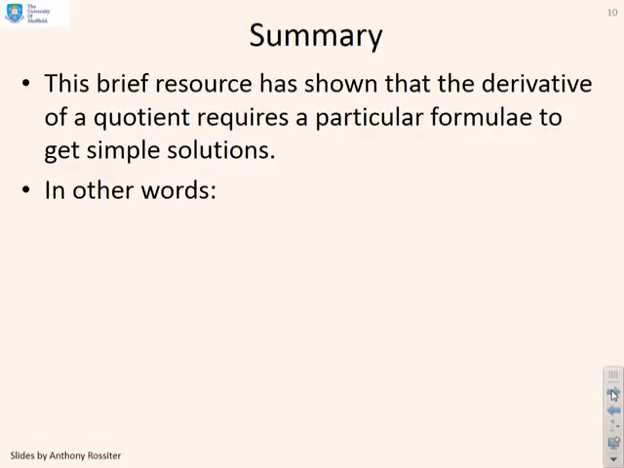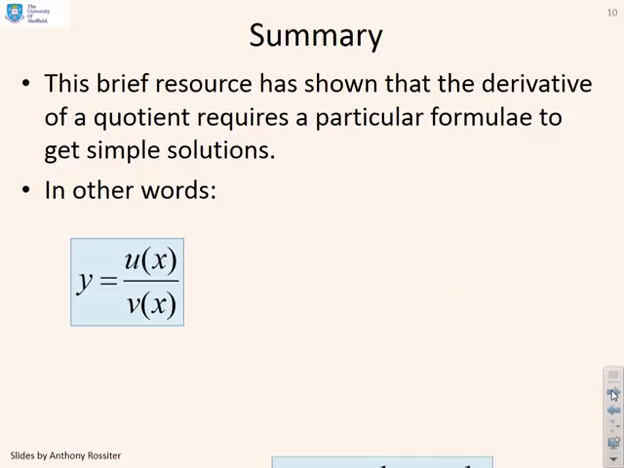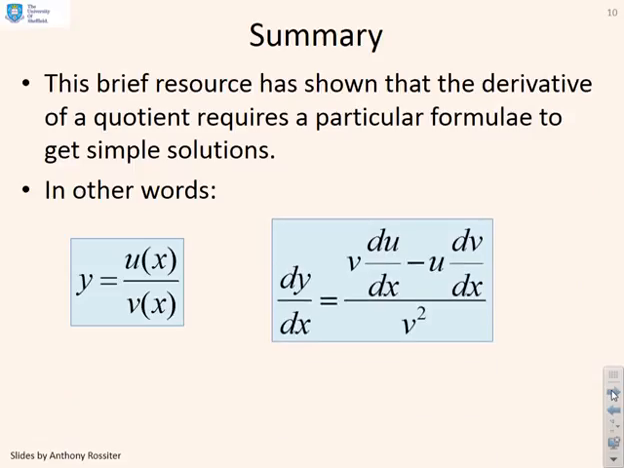So in summary, this brief resource has shown that the derivative of a quotient requires a particular formula to get simple solutions. And the formula is this. If you write y as u of x divided by v of x, then dy dx is v du dx minus u dv dx, all divided by v squared. And it's a relatively simple formula. Just define u, define v, define the derivatives, and plug in the answers.